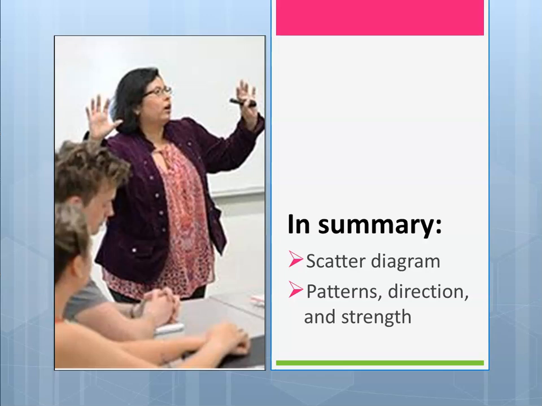In summary, correlation is a relationship between two variables that naturally exist in the environment. This relationship can be graphed using a scatter diagram or scatter plot. The relationship or correlation has also 3 key features: patterns, direction, and strength.